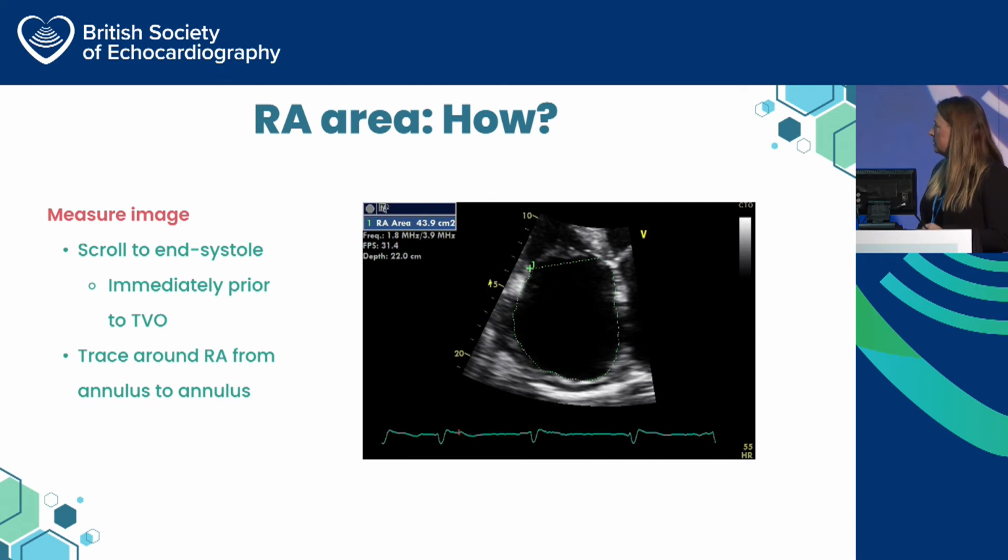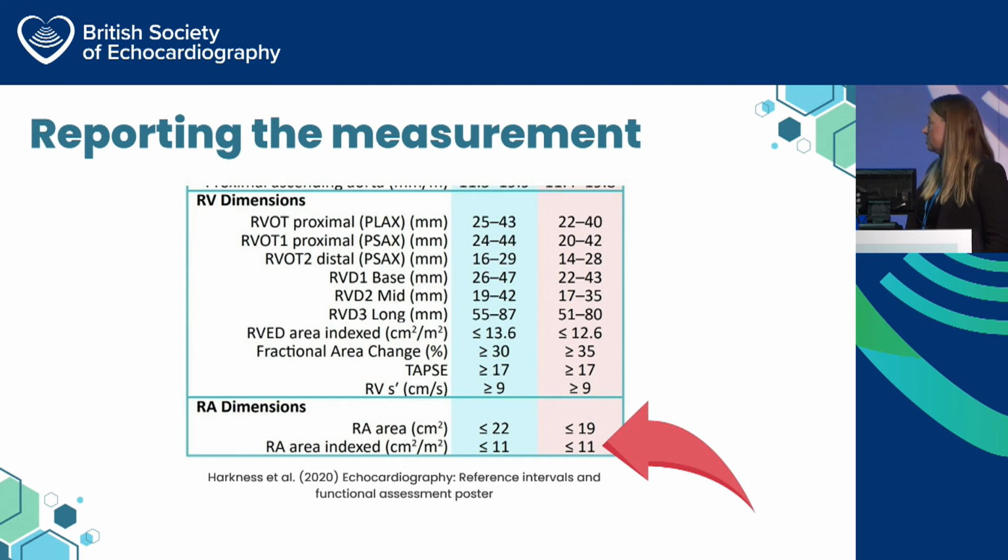Okay, so this is an example of a right atrial area measurement. We're just tracing round from one side of the annulus to the other. And again, it's done immediately before the tricuspid valve opens, because that's when the right atrium is at its fullest. This person's right atrium, the person with amyloid I showed you earlier, is 43 centimetres squared. What you should be asking yourself is, how big is the patient? Because you need to index that to the patient's size.